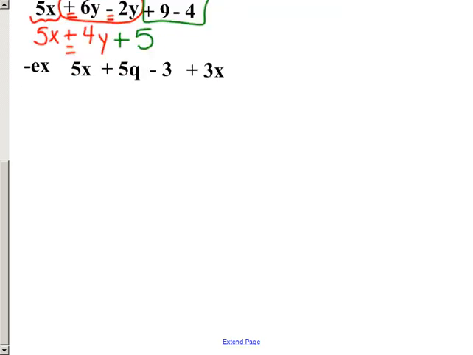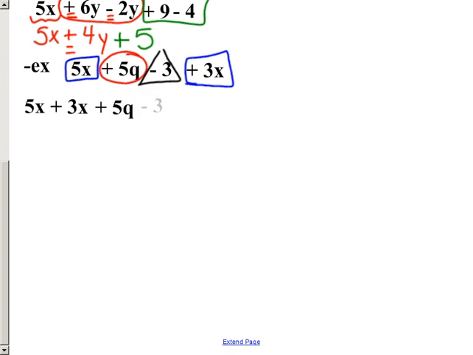Another example. 5x plus 5q minus 3 plus 3x. I can group the 5x plus the 3x, and the others don't really have another term like them. So I have a plus 5q and a minus 3. So once I've grouped my terms, I end up with 5x plus 3x plus 5q minus 3. So now when I combine them, 5x plus 3x is 8x, and then I can't do anything with the 5q, so I just keep the plus 5q. I can't do anything with the minus 3, so I keep it the way it is. There's nothing else there I can combine.